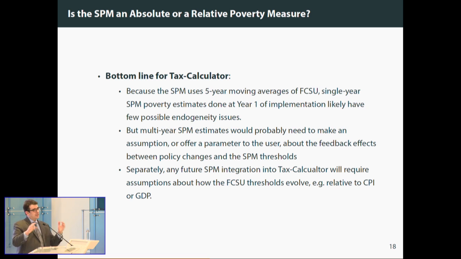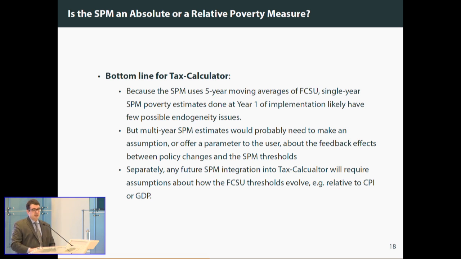But as the community is stepping back and thinking more about how we might integrate the SPM poverty measure into tax calculator going forward, when it comes to forecasts and multi-year projections of poverty, I think that is something that needs to be thought about. At the very least, I think the user needs to be given the option of what the feedback effect between policy and the threshold would be. And then maybe if there's good literature on this in the future, tax calculator itself might want to make those assumptions as well.